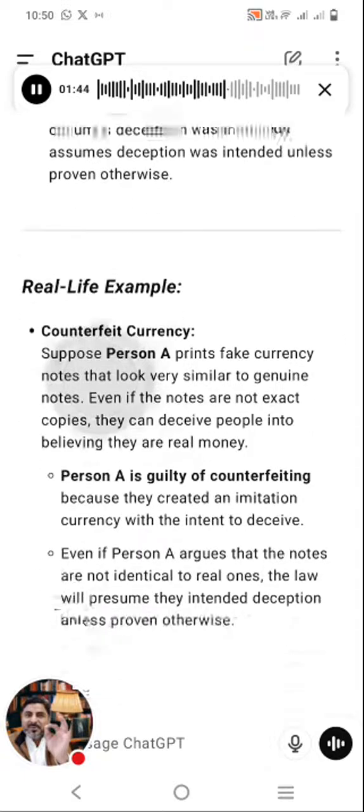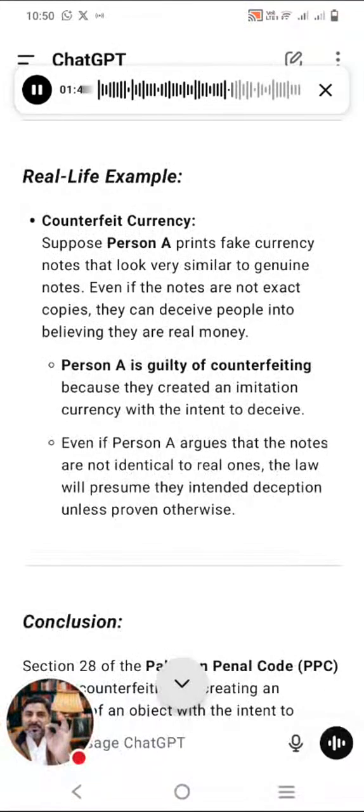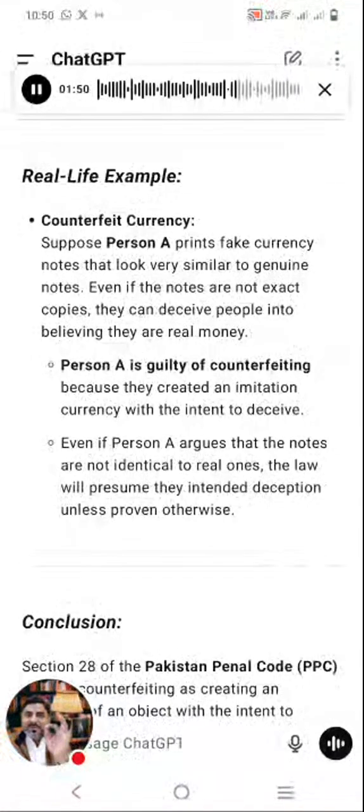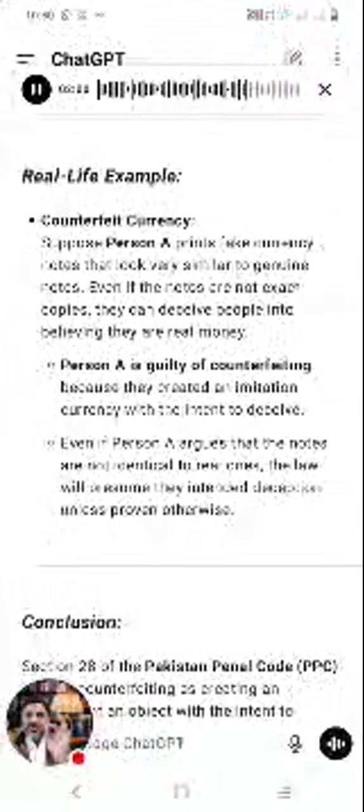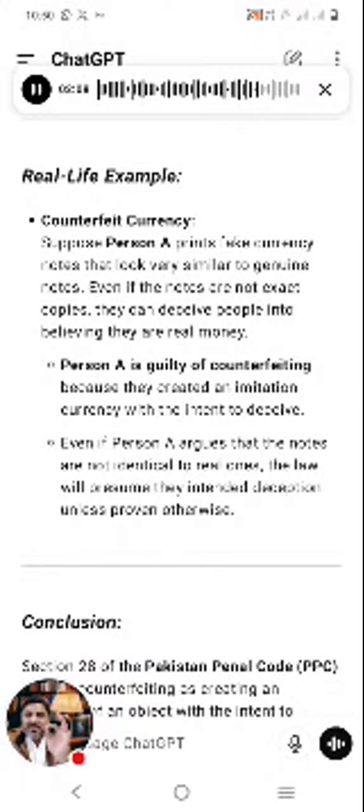Real-life example. Counterfeit currency. Suppose person A prints fake currency notes that look very similar to real money. They can deceive people. Person A is guilty of counterfeiting because they created an imitation currency with the intent to deceive. Even if person A argues that the notes are not identical to real ones, the law will presume the intention to deceive unless proven otherwise.